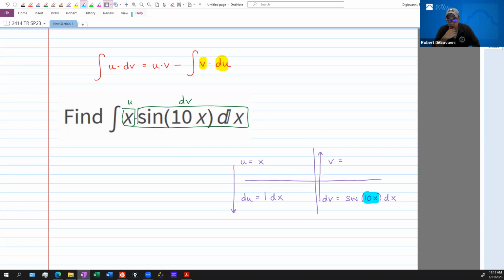Who's got the antiderivative of sine of 10x for me? Negative 1/10 cosine 10x. Negative 1/10 cosine 10x, good. So we know the antiderivative of sine is negative cosine. But because there's a 10x inside, we have to scale by the 1/10 to kill off that 10 when the chain rule comes in. Questions?